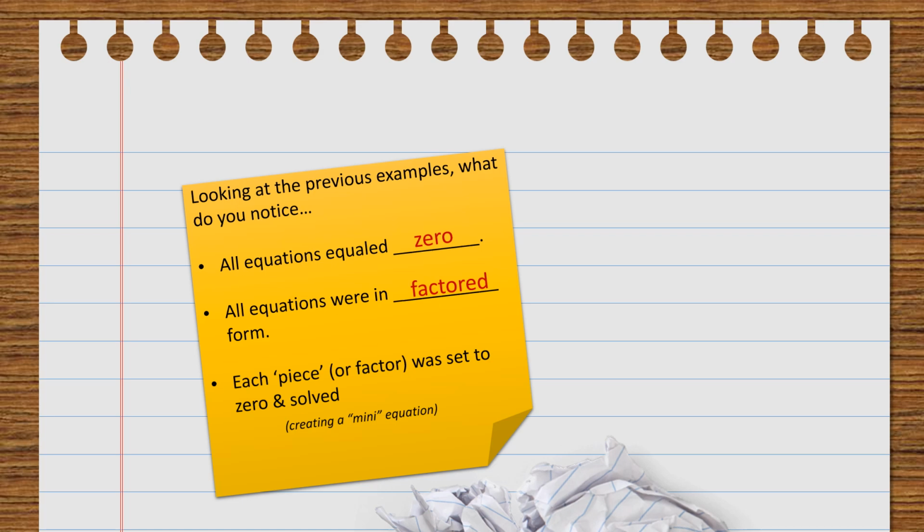Looking at the previous examples, what did you notice? All equations equaled what? They all equaled 0. All the equations were in what form? They were all in factored form. And then each piece or factor was set to 0 and then solved, creating the mini equation. So these are the steps we're going to be following to solve all equations of this format.